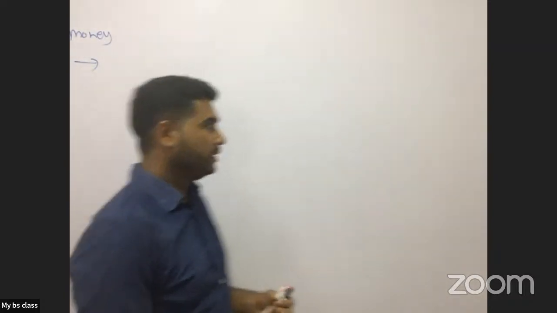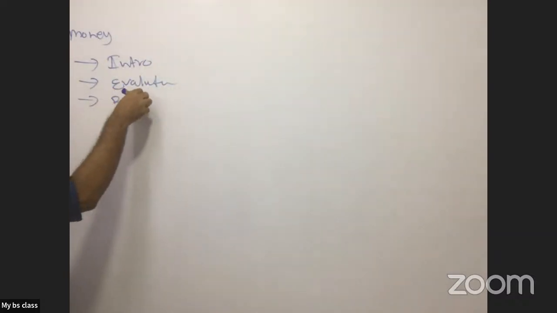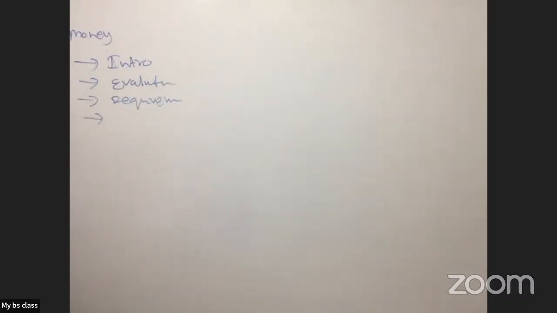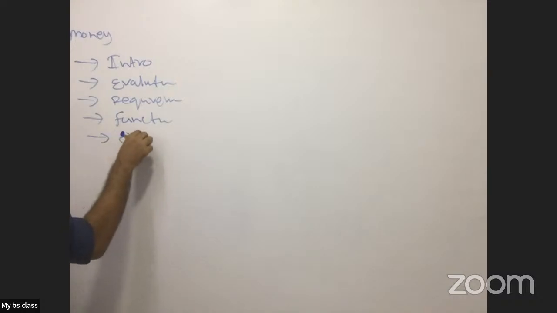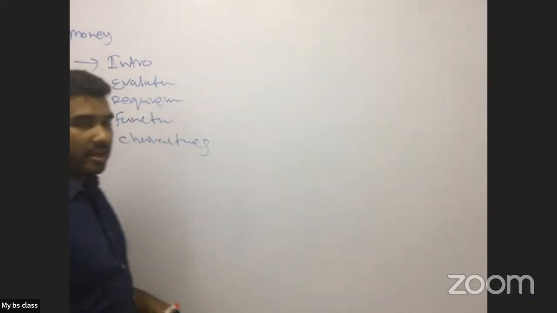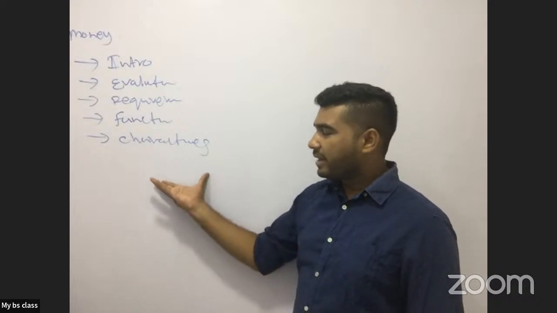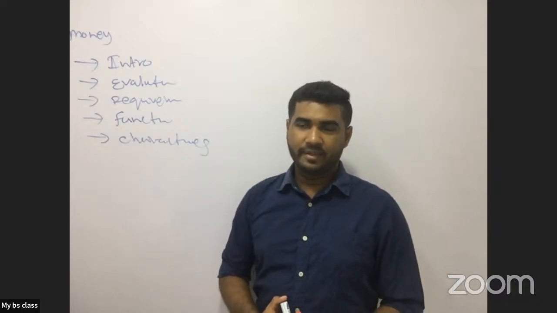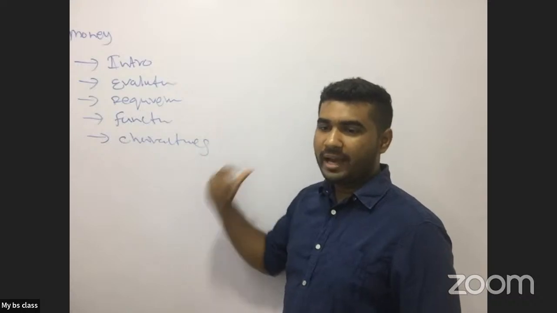Right, so we came up with the introduction to money. Then we talk about the evaluation of money, the requirement of money throughout the period, and the functions of money, importantly, functions and characteristics, really important. When it comes to functions, there are only 4 functions, clean and clear. But we can come up with several characteristics. Just remember the relationship: in order to perform the functions, you need to have some characteristics.